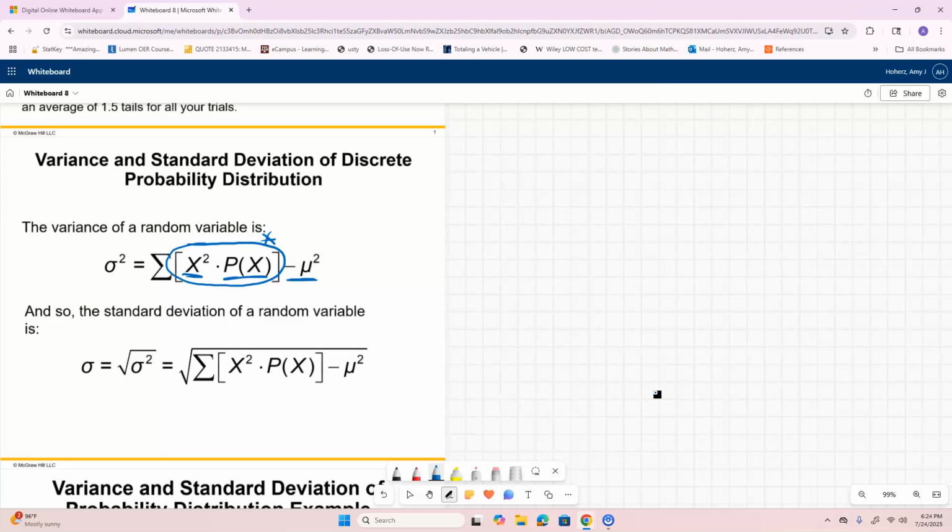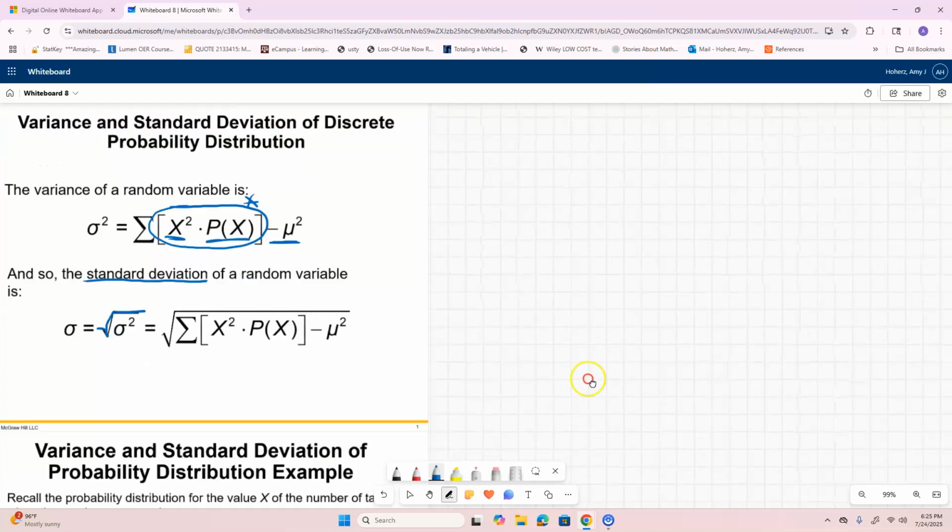Now remember, this formula is on your card. So when you're done with it, just kind of double check. Did I square them all and multiply them times my probability? Did I subtract that mu squared? And then just like before, to get the standard deviation, you're just going to take the square root of whatever you get for the variance to get the standard deviation.